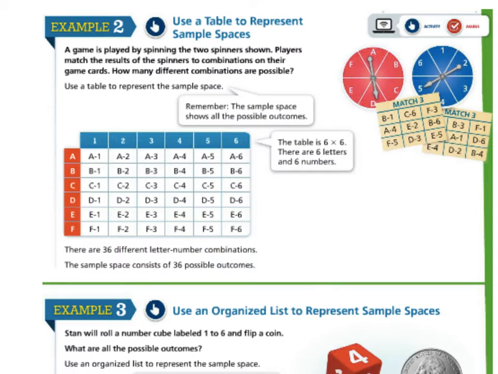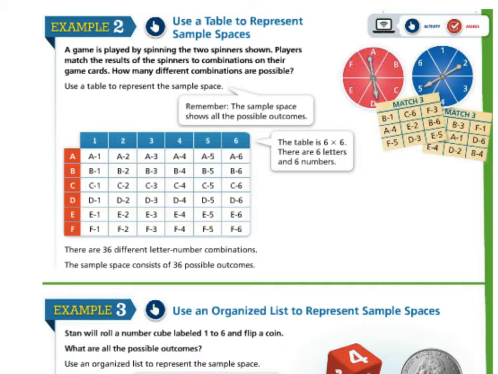Next, let's look at example 2. In this example, we're going to use a table to represent the sample space. In other words, we're going to make a table to show all the possible outcomes that can happen. A game is played by spinning 2 spinners shown. Players match the results of the spinners to combinations on their game cards. How many different combinations are possible? You can see from the 2 spinners that the spinner on the left, the red one, is lettered A through F, and the spinner on the right is numbered 1 through 6.